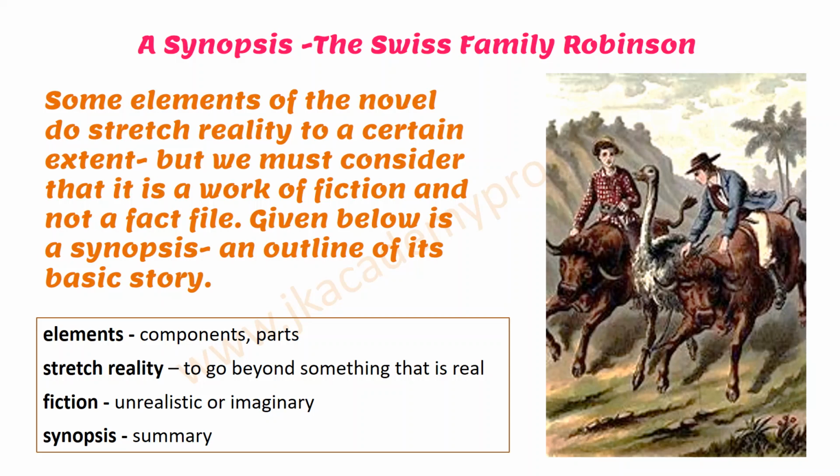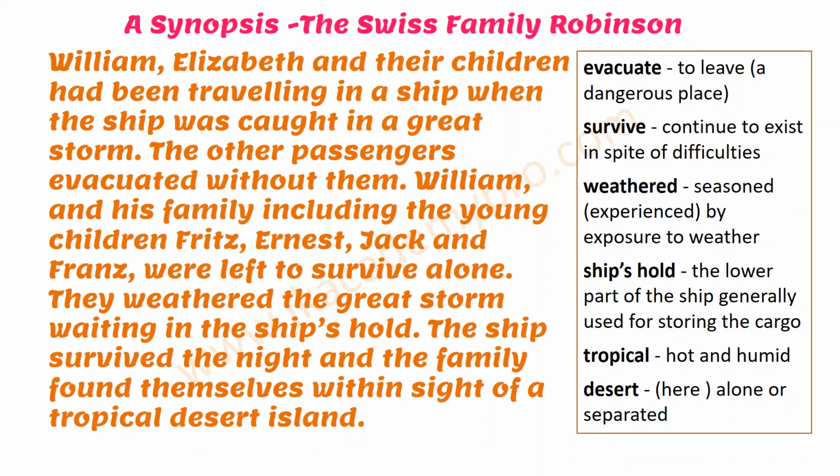But we must consider that it is a work of fiction and not a fact file. So, fiction means imaginary or unrealistic. Somebody has imagined the story and written it, and it's not a fact file. Fact means when you write exactly whatever happens or whatever is there. So, that is called a fact file. Given below is a synopsis, an outline of its basic story. So, this whole story that we are going to read today, the lesson is based on just a summary of the actual novel.